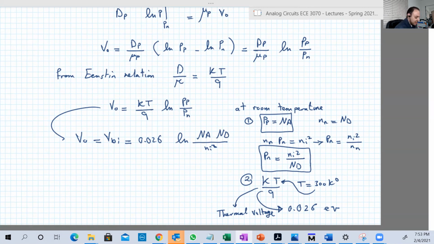As you see here, it looks like it doesn't depend on something in the P side. Although we started from the P-type material, we end up with something general that gathers both sides: NA from the P side and ND from the N side. And ni square is constant for the material. Okay, that's a very nice equation.